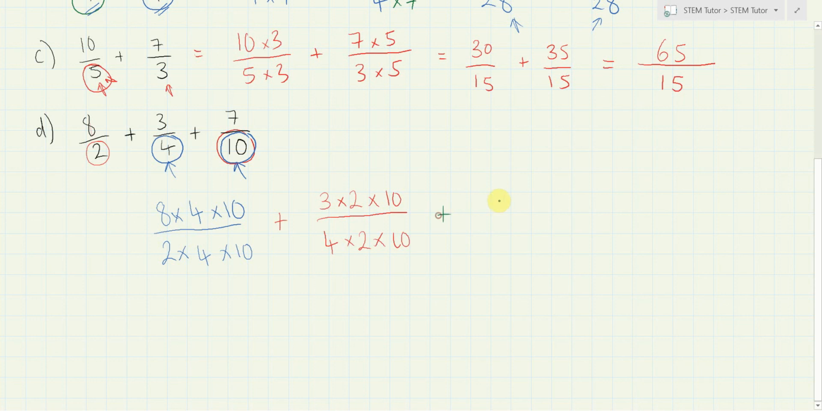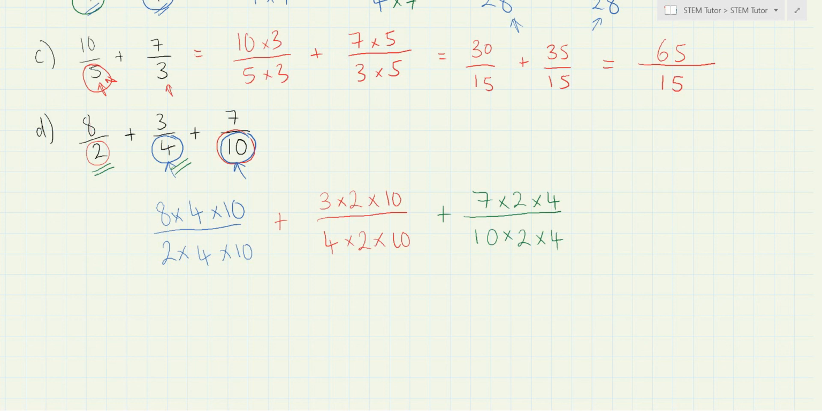And then the final fraction will be 7 over 10. And now this is multiplied by this 2 and this 4. Again, miss out this 10, and it's the other denominators that are remaining. So if this was on paper, you could cover this fraction with your finger and see what denominators are remaining, and you use those. So 2 and 4, 2 and 4.